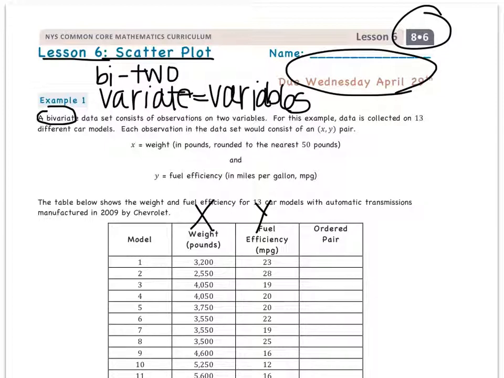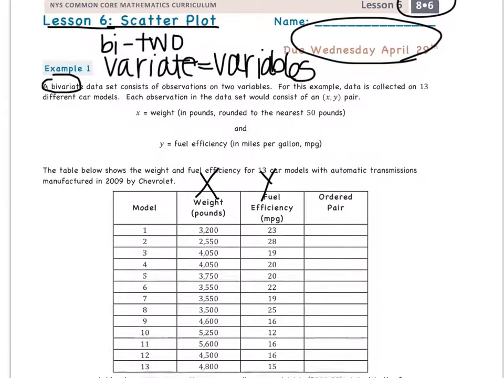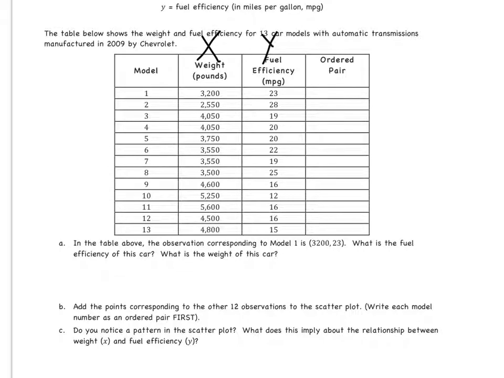So we have the table below shows the weight and fuel efficiency for 13 different car models with automatic transmissions manufactured in 2009. So you can go ahead and take a look at your table. Notice how we have model numbers followed by weights and fuel efficiencies. So I'm going to start you out. We're going to write each model number as an ordered pair. Remember, ordered pairs go X, then Y. So I'm going to go ahead and write my ordered pairs.